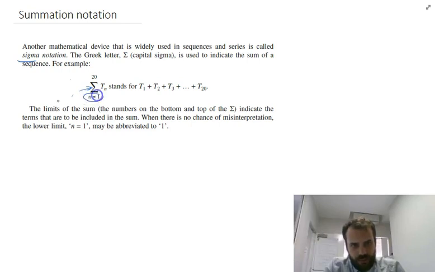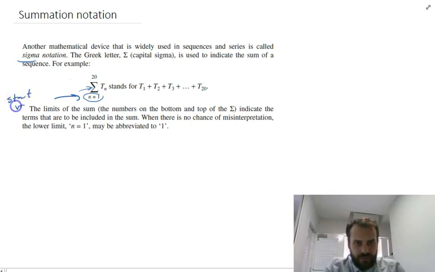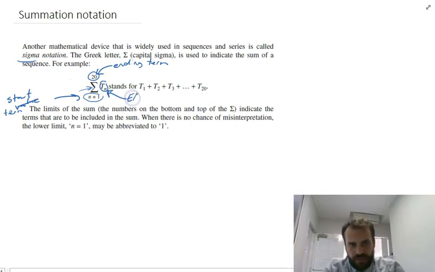This little bit down the bottom is the start value, and this is the ending term. So I guess this is the start term, and this is the end term. And this value here are the terms that you're going to add together. Each element that you're going to add together. Let's go to an example. It shouldn't be difficult at all.